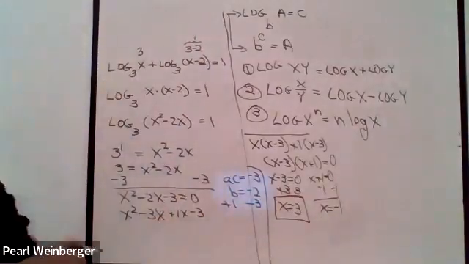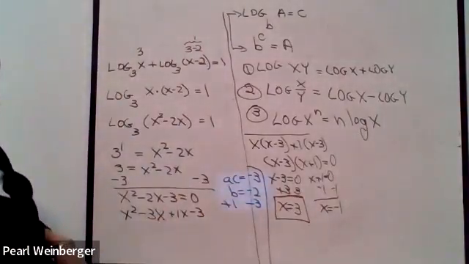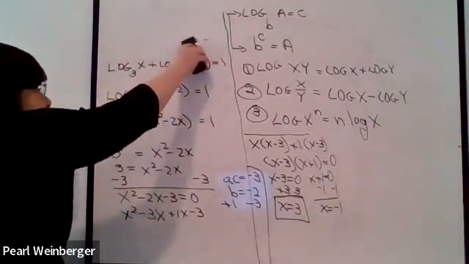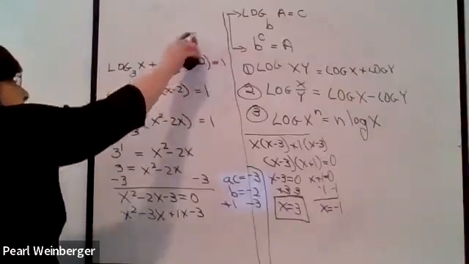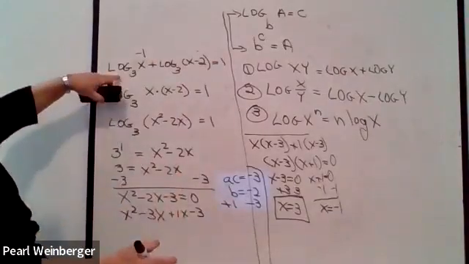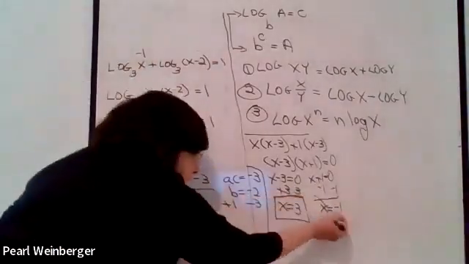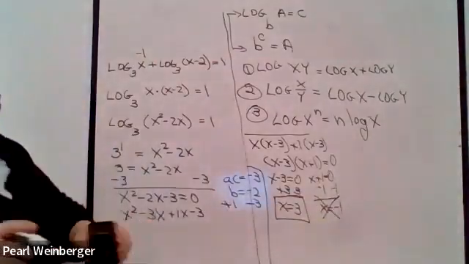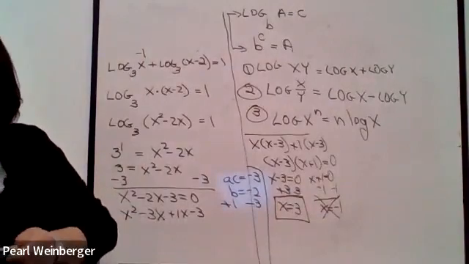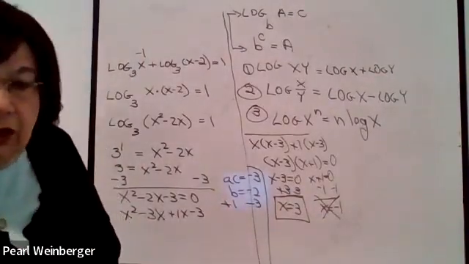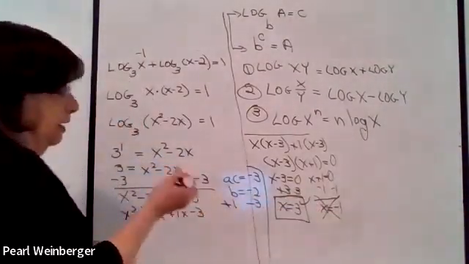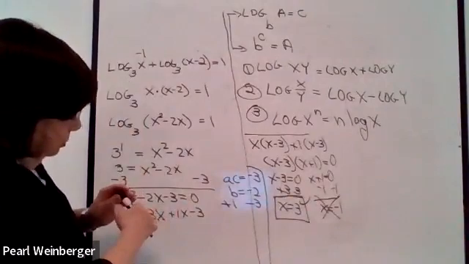But look what happens when we try to use -1. I erase this and replace this with -1. If my x is -1, I right away see that I'm trying to do the log of a negative number. That is no good. It's an extraneous root. We cannot use it. So my only answer to this question is x equals 3. I cannot use the other answer.